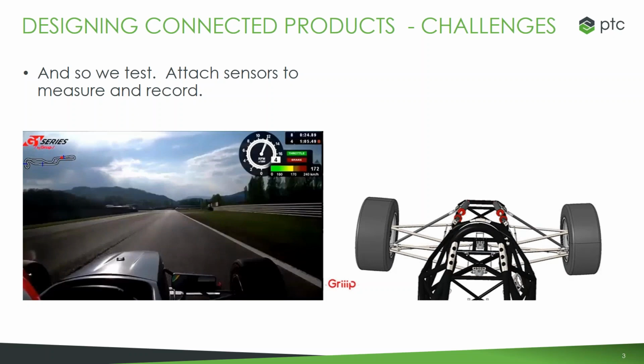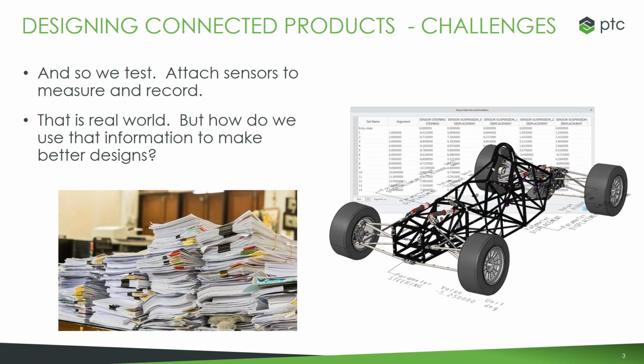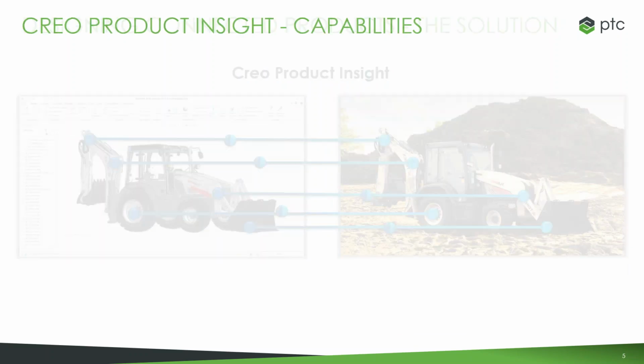So going along with that, what do we do? Well, we test. We add sensors to either prototypes or to things that are out in the field, and we measure and record that information. But once you get all that information, how do you deal with it? You can end up with a data lake of information, and that is from the real world, but how do you actually utilize that in your designs and improve your designs going forward? Well, the solution to that can be found with Creo's Product Insight, which allows you to connect that real-world information and easily utilize it inside of Creo to make improvements.